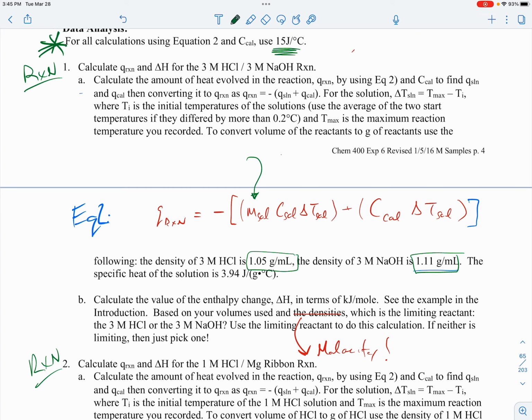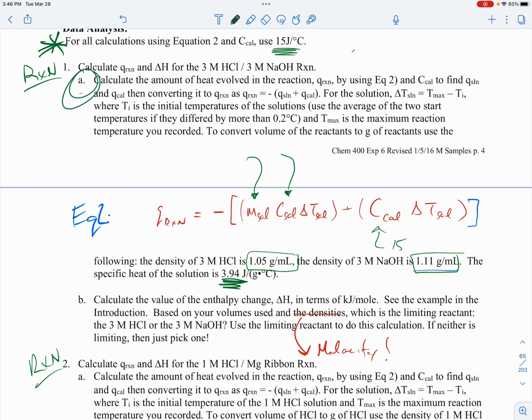The other thing is C of the solution. You don't want to use the C for water. You want to use the one that's given, 3.94. The calorimeter, big C, is that 15. And then the temperatures are what you got from the experiment, your initial and your final, right? That'll give you your change.